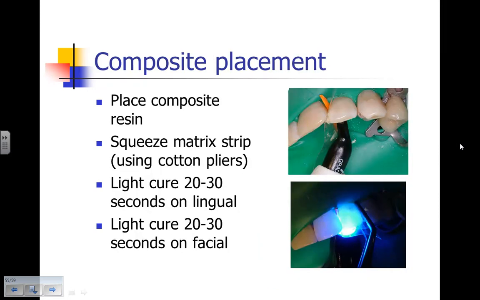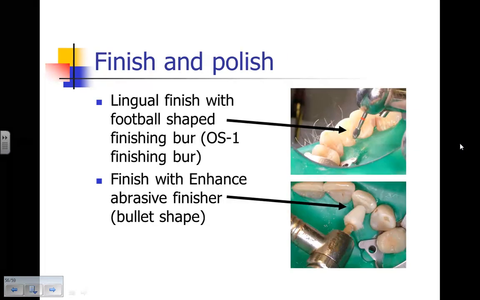Once again, we're squeezing the mylar strip using the cotton pliers, and we're light curing the adhesive for 10 to 20 seconds. The composite for 20 to 30 depending upon the shade. The light is at right angles, as close as possible to the composite resin surface, to the tooth preparation surface. Our finishing is once again using the OS1 football-shaped, egg-shaped finishing burr and our enhanced polishing point, running it at least 10 to 12,000 RPMs.